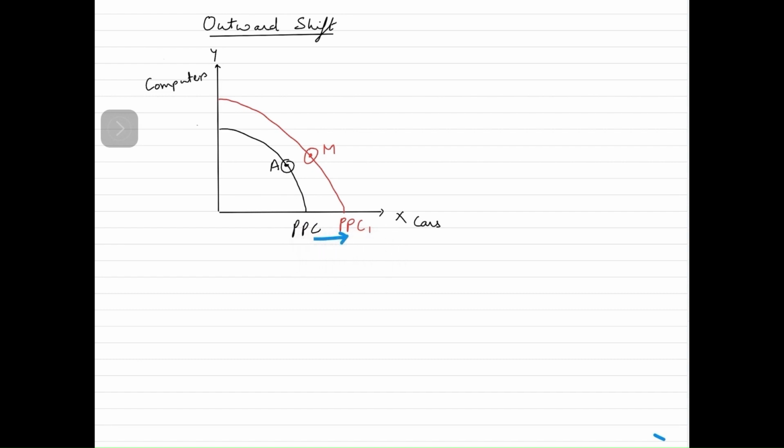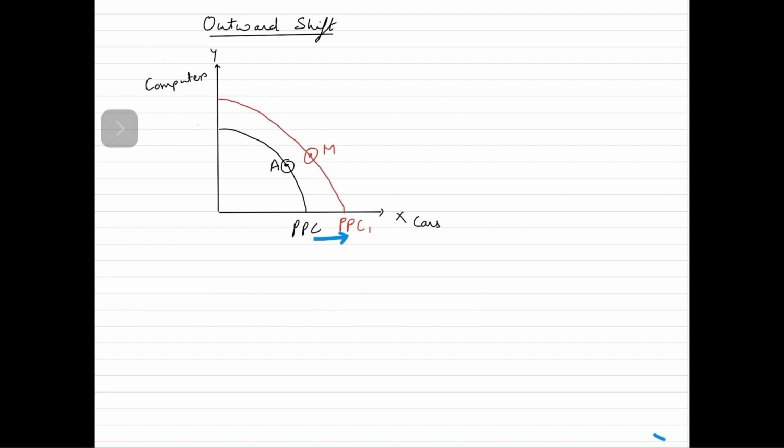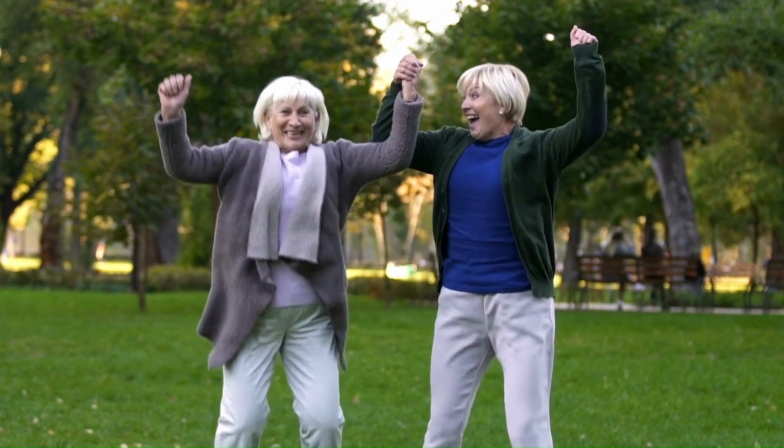All right. Now, let us quickly take a look at what are the benefits of an outward shift of a PPC curve. So the first thing is there will be more goods and services for everyone. So it means that the economy is able to produce more, and because of this it is able to provide more goods and services to the people, and in turn they can enjoy a better standard of living.